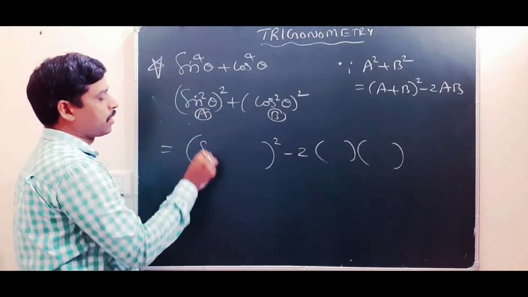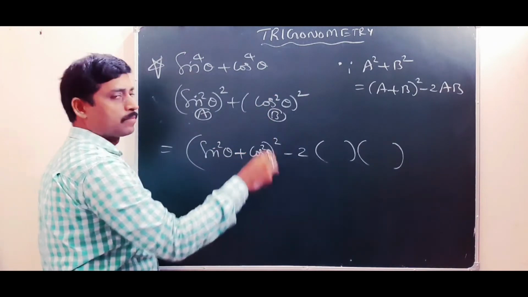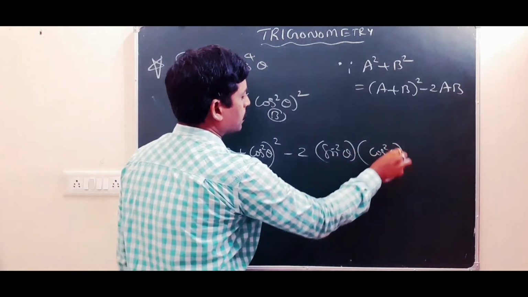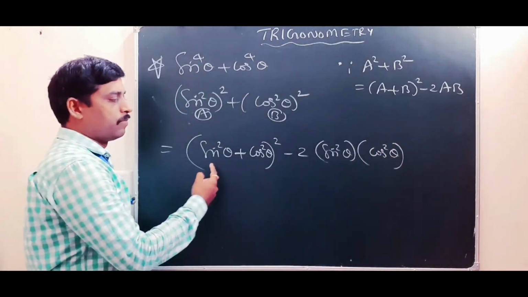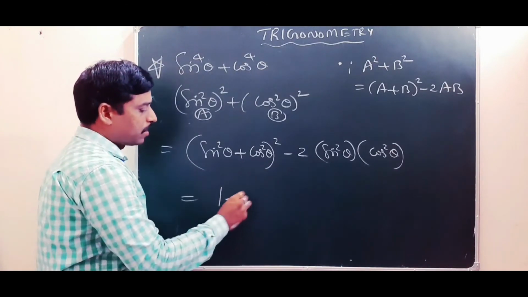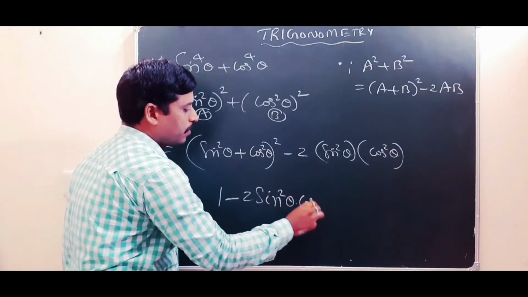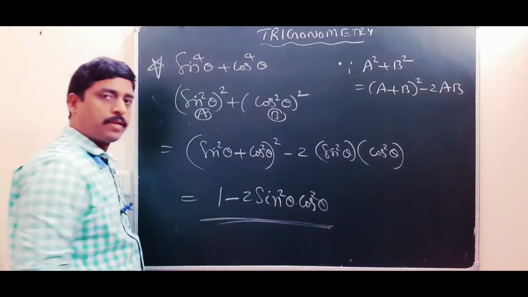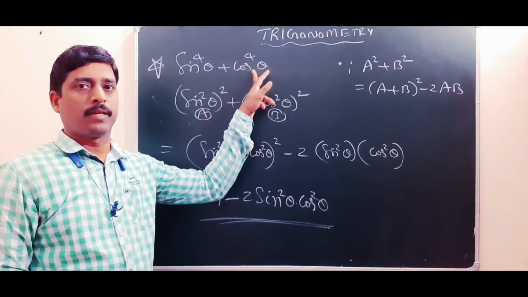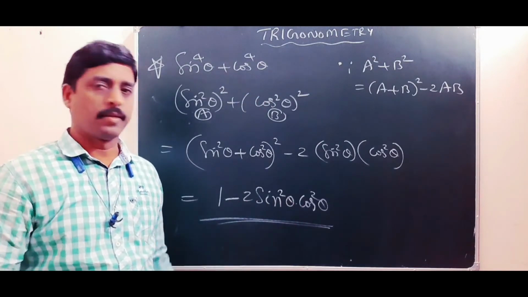Where a value is sin square theta, b is placed as cos square theta, minus 2ab, that is 2 sin square theta into cos square theta. We have sin square theta plus cos square theta value 1. So 1 minus 2 sin square theta into cos square theta. This is a very important result: sin to the power 4 theta plus cos to the power 4 theta equals 1 minus 2 sin square theta into cos square theta.